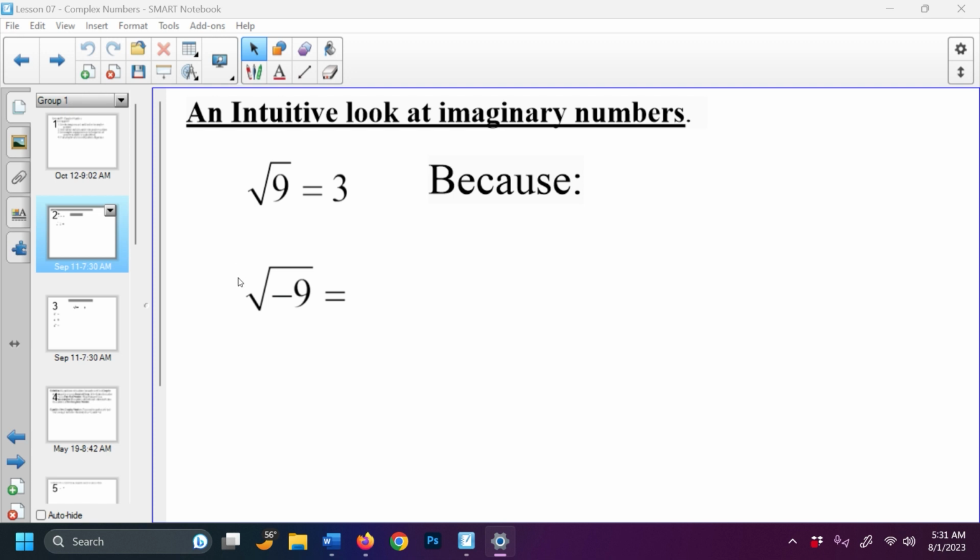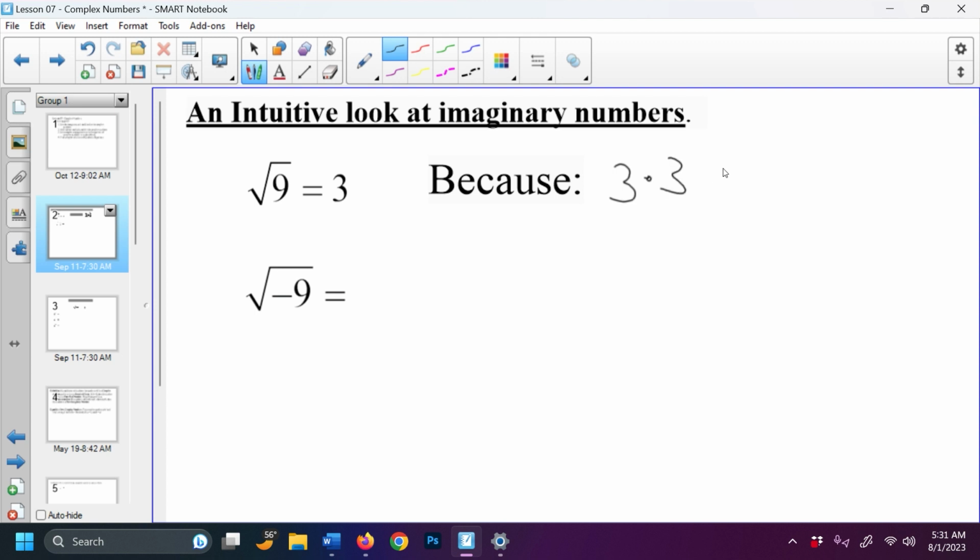And we'll start with this. The square root of 9 is equal to 3. And we know that because 3 times 3 is equal to 9. We know that the square root says find a number that when you multiply that number by itself, you get that number under the square root.